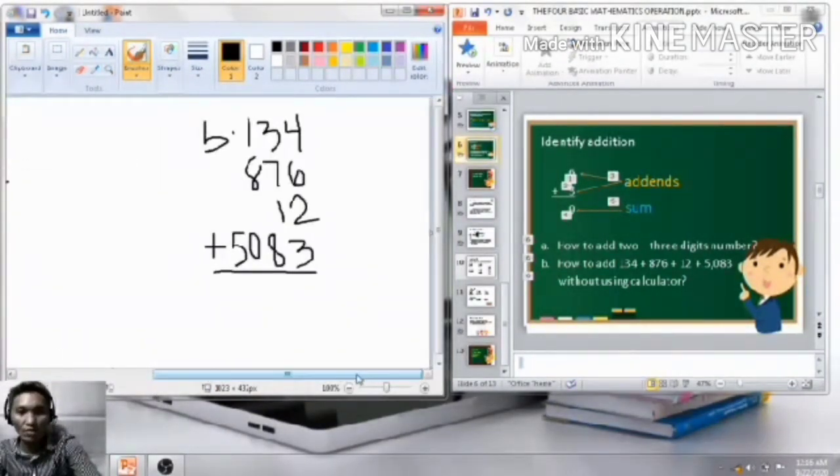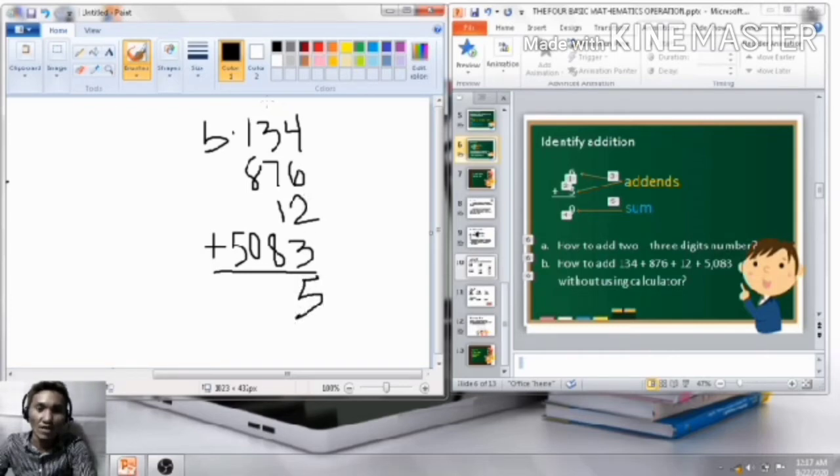Now how about letter B? So I write in a vertical form the numbers of the 4 groups. Next we need to add those groups. 4 plus 6 plus 2 plus 3. Okay, 4 plus 6 becomes 10, plus 2 becomes 12, plus 3 becomes 15.